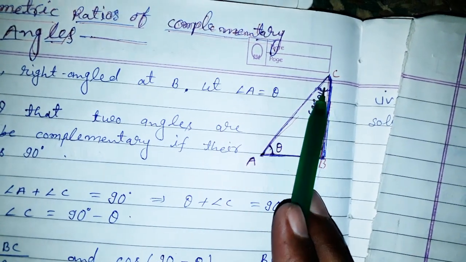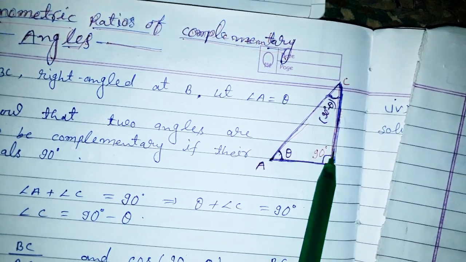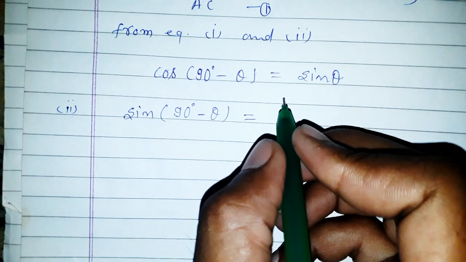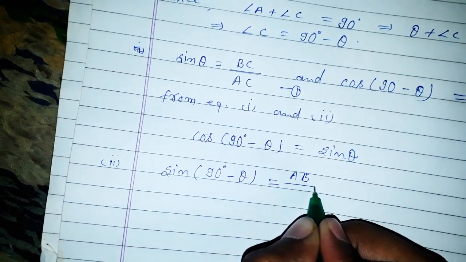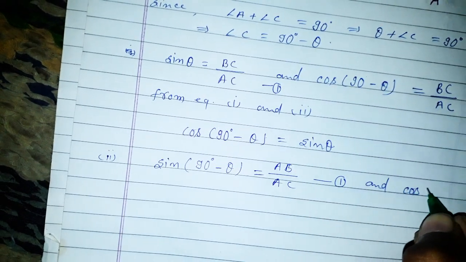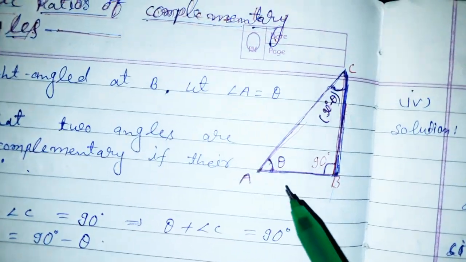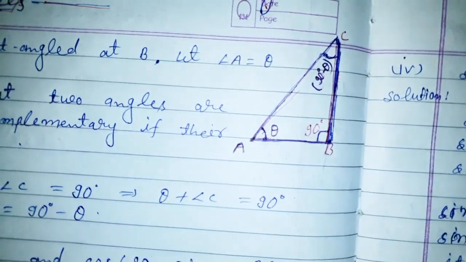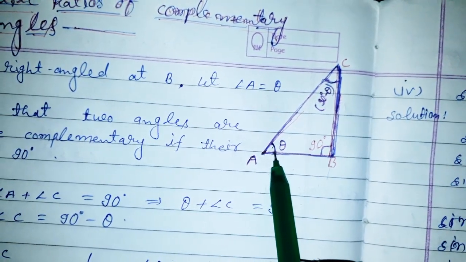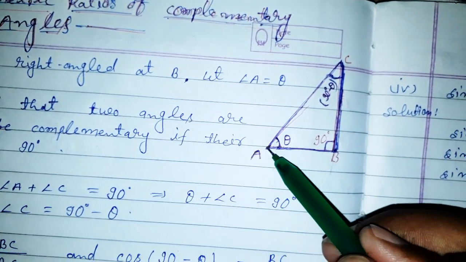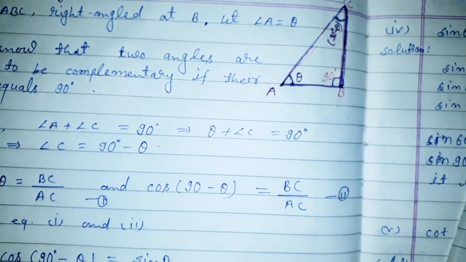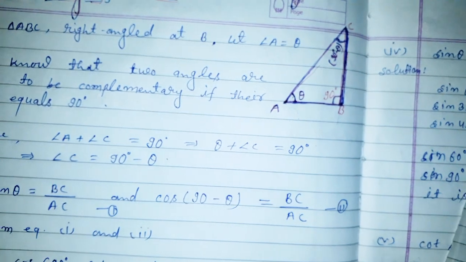Sin 90 minus theta is for angle C. So sin is the opposite side to angle C upon hypotenuse. The opposite side is AB, so write down here AB upon AC. This is the first equation. And cos theta is equal to, what is cos theta? The adjacent side to angle theta upon hypotenuse. So this is the adjacent side, AB upon AC.